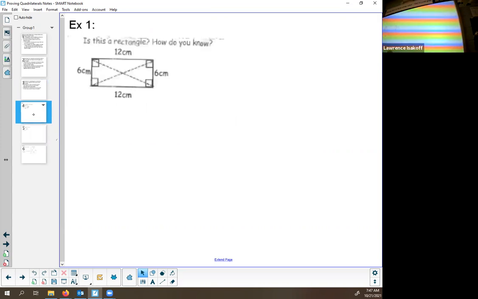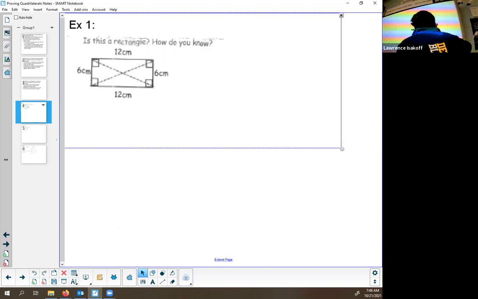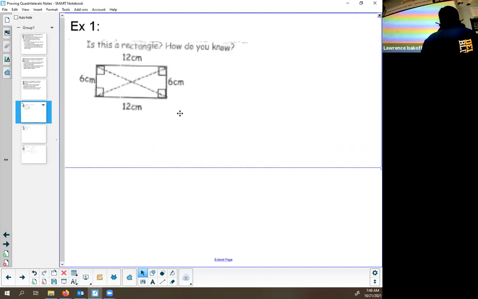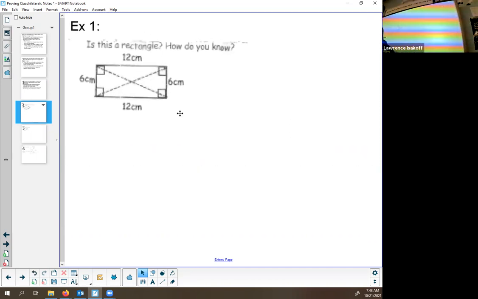So example 1, it says, is this a rectangle? How do we know? Let me actually make that a little bigger for us on the board. There we go. So, is this shape a rectangle? It looks like it. What evidence do we have that it is a rectangle?